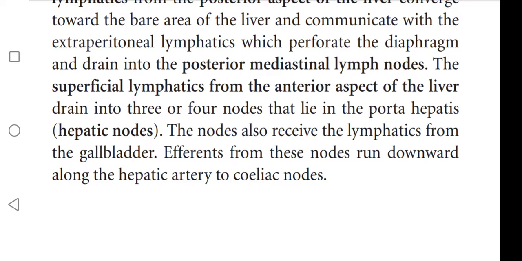The nodes that are present in the porta hepatis also receive lymphatics from the gallbladder. The efferents from these nodes run downward along the hepatic artery to the celiac nodes. Clear, guys?